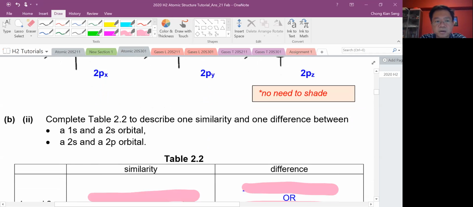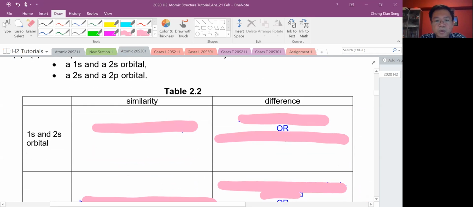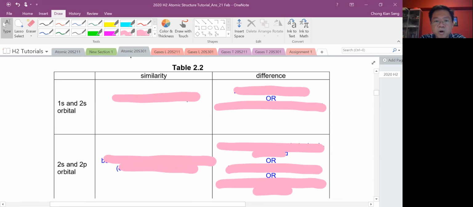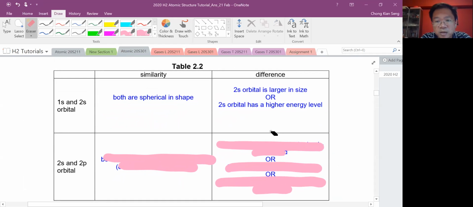Okay, then question 2b2. This one is a past year A-level question. They want you to compare 1s and 2s orbital and also a 2s, 2p orbital. I don't think it's too difficult. It's just that it's not the usual way of asking. Similarity between 1s and 2s is that they have the same shape. The difference is that one is bigger than the other. One has more energy than the other.